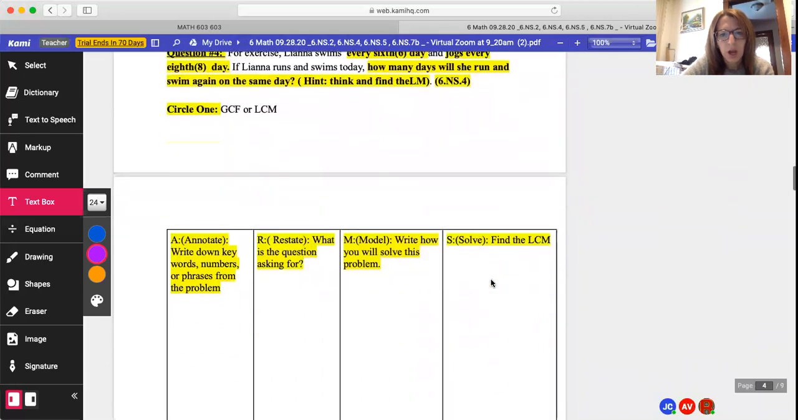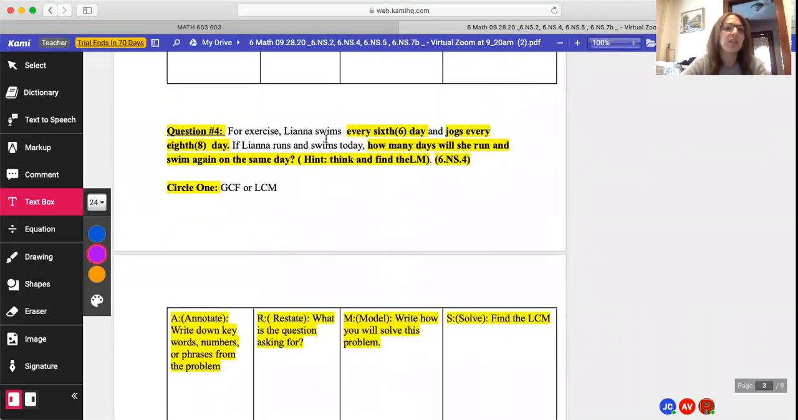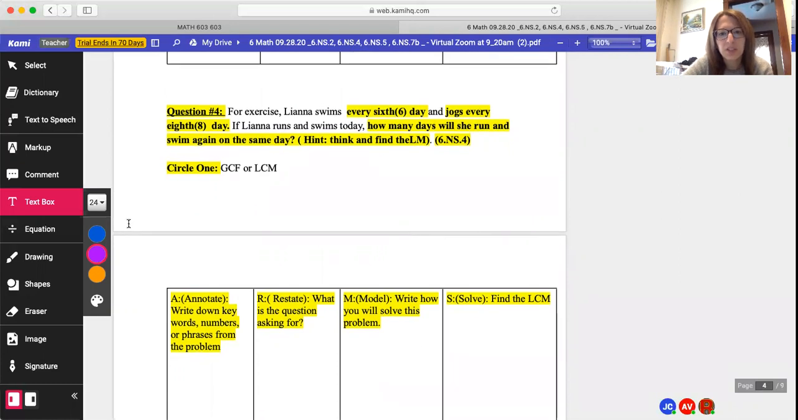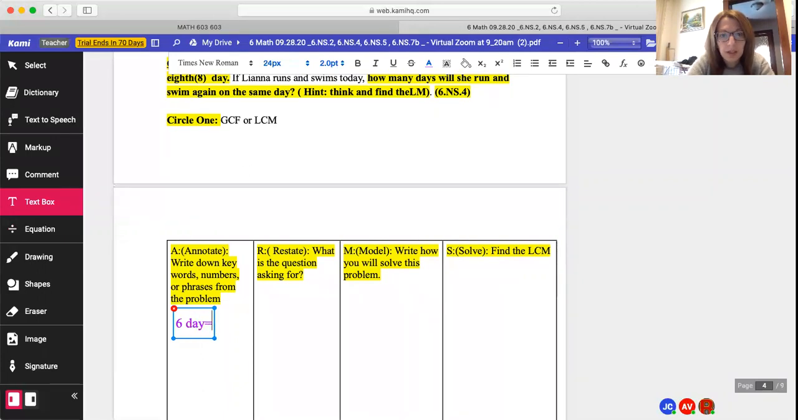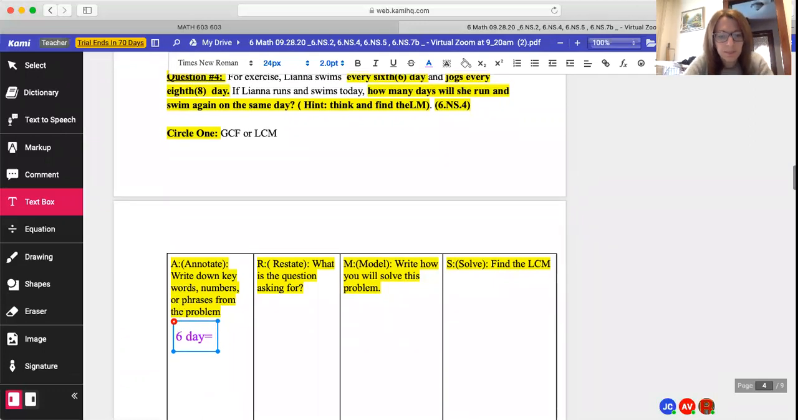All right, this question deals with either finding the GCF or LCM. For exercise, Leanna swims every 6th day and jogs every 8th day. If Leanna runs and swims today, how many days will she run and swim together? So clearly I'm going to annotate the keywords. So I'm going to write 6th day from the word problem equals, what does it say up here? It says swim. And the 8th day, she jogs.